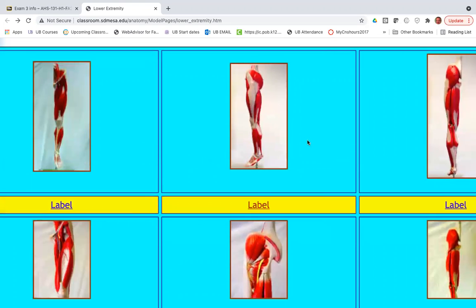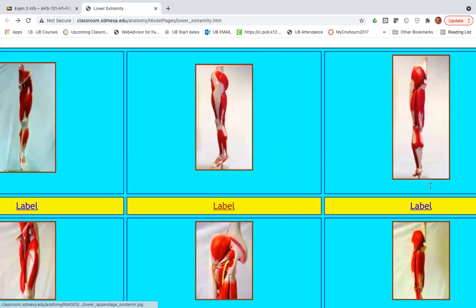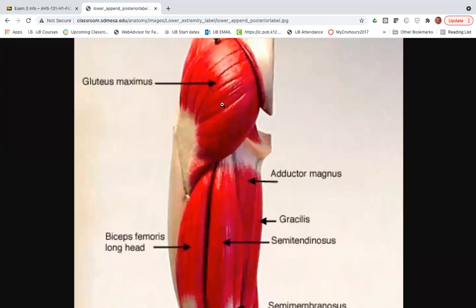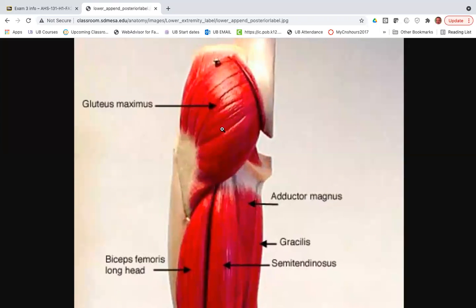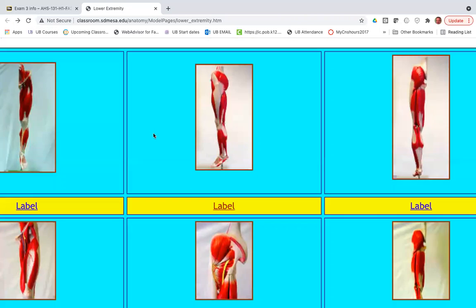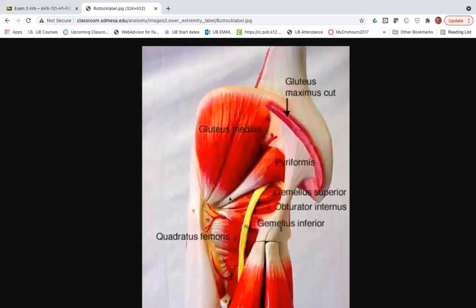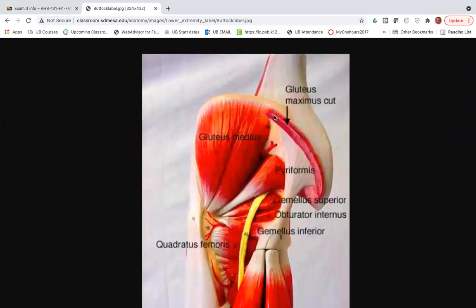Okay, now if we take the gluteus maximus and we cut it away, what that's going to show us is this right here. So we cut the gluteus maximus right here. That's the gluteus maximus, the primary hip extensor. It's cut. Here's the gluteus medius. That's the hip abductor. Now we get to the piriformis.